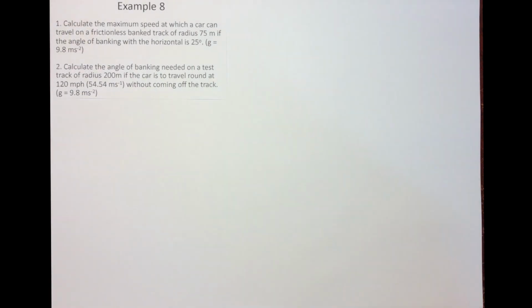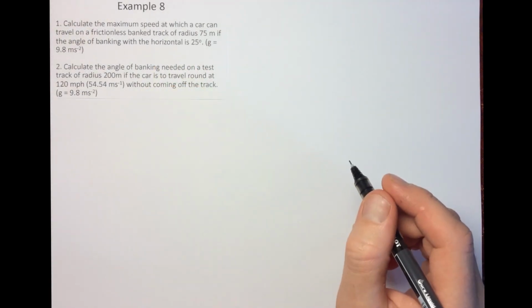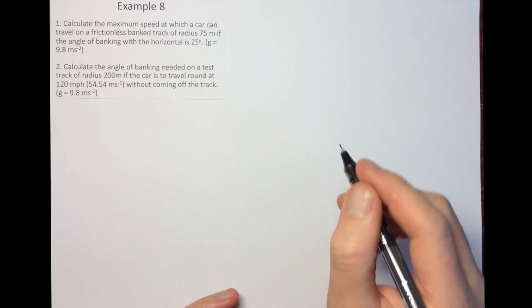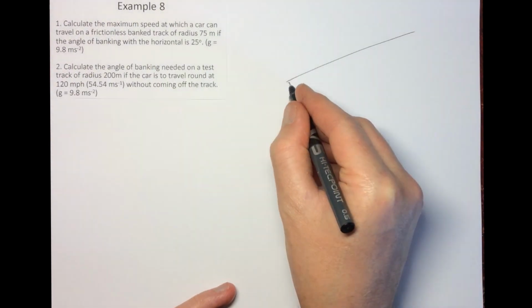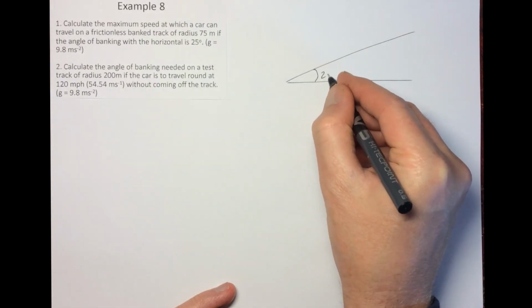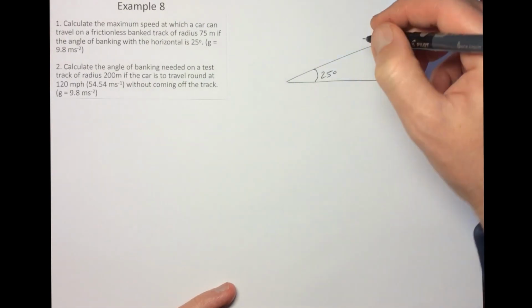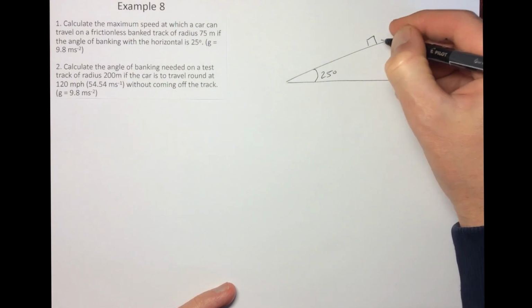Okay, so here's example 8. Calculate the maximum speed at which a car can travel on a frictionless banked track of radius 75 meters. So here's your track. This is 25 degrees. Okay, here's your car, so to speak.